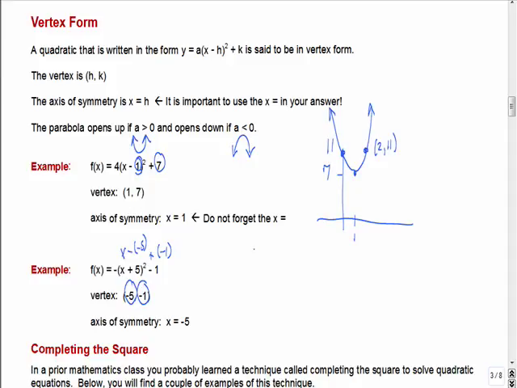Again, I could get a reasonably decent graph of the function. I know my vertex is at (-5, -1). I notice that my leading coefficient, the number in front of the parentheses, would be a negative 1. And in fact, it's negative, so that tells me my parabola, my quadratic, opens down.